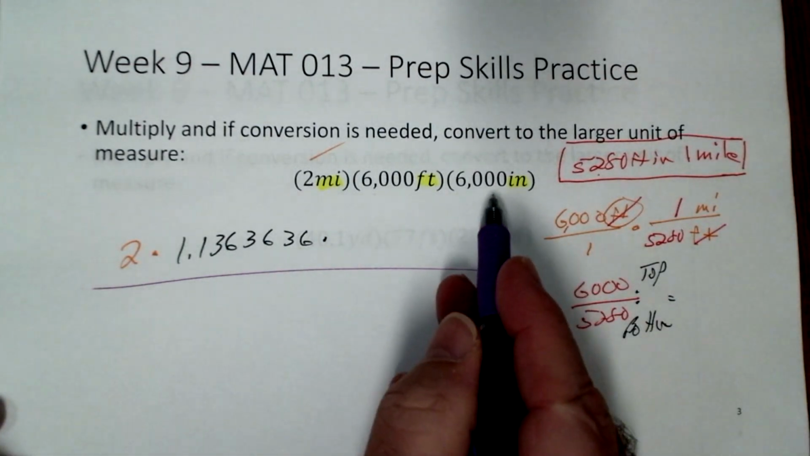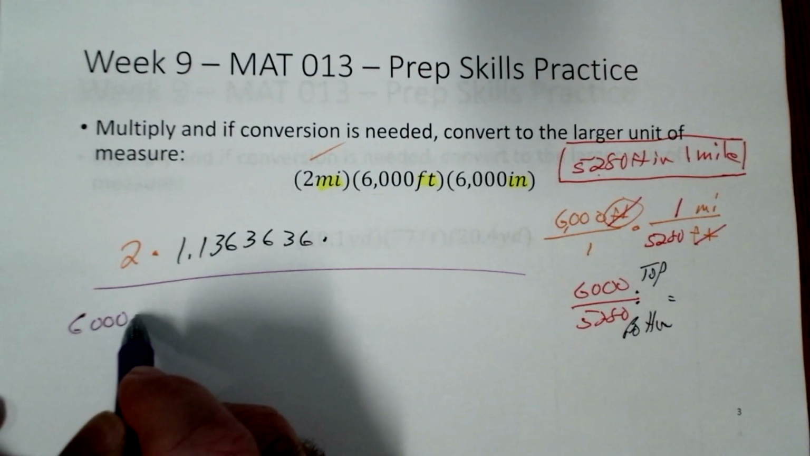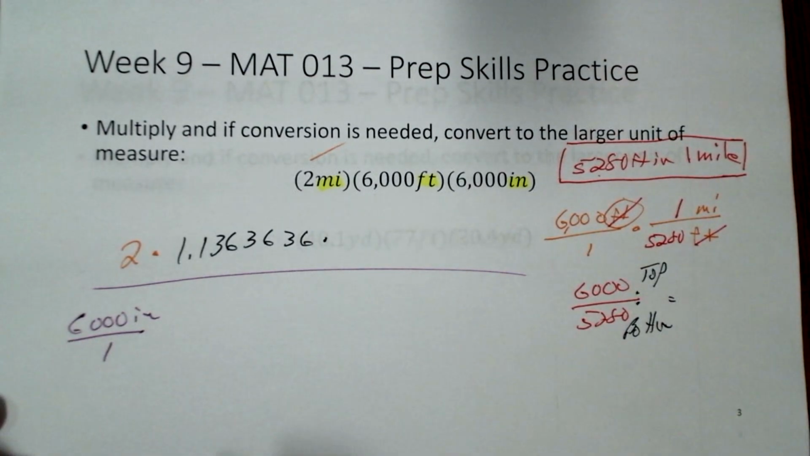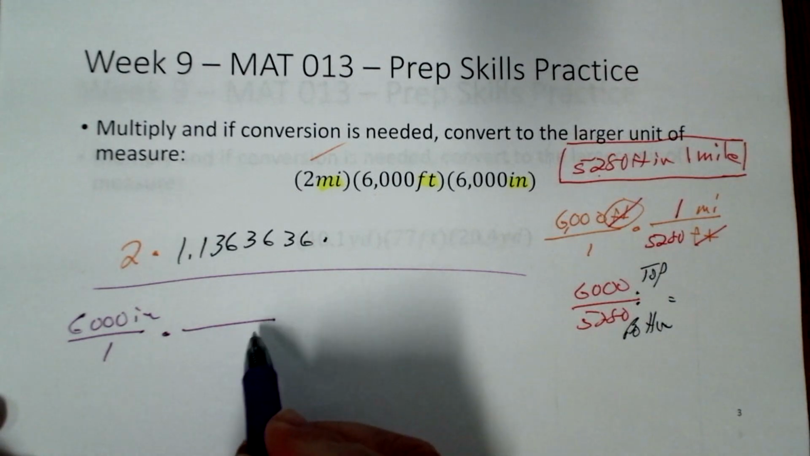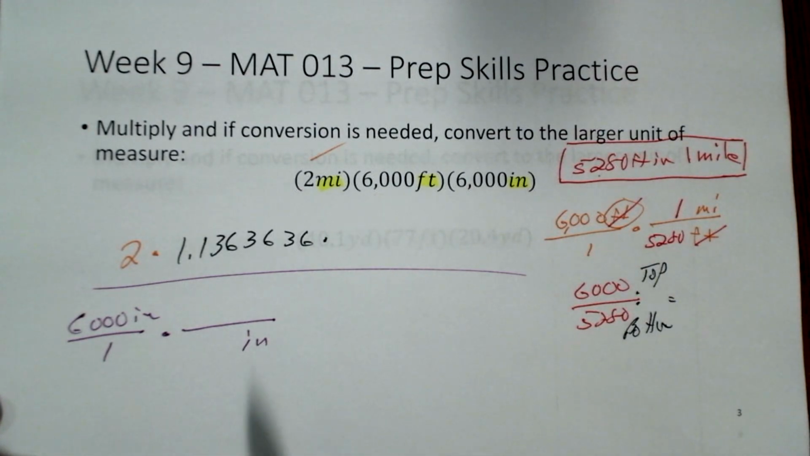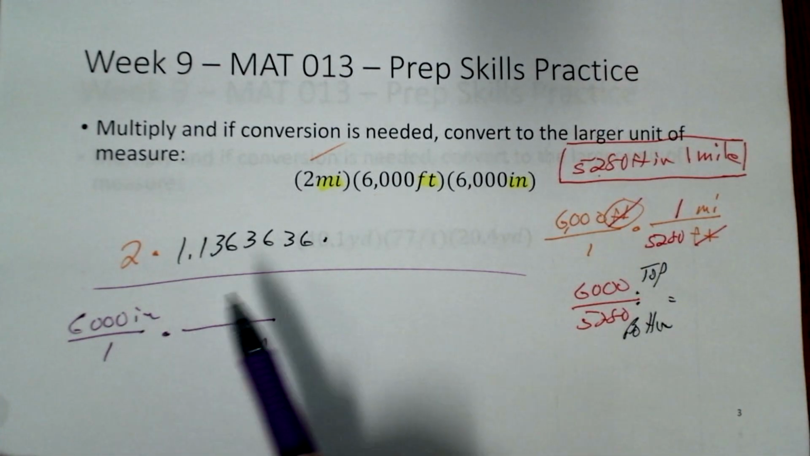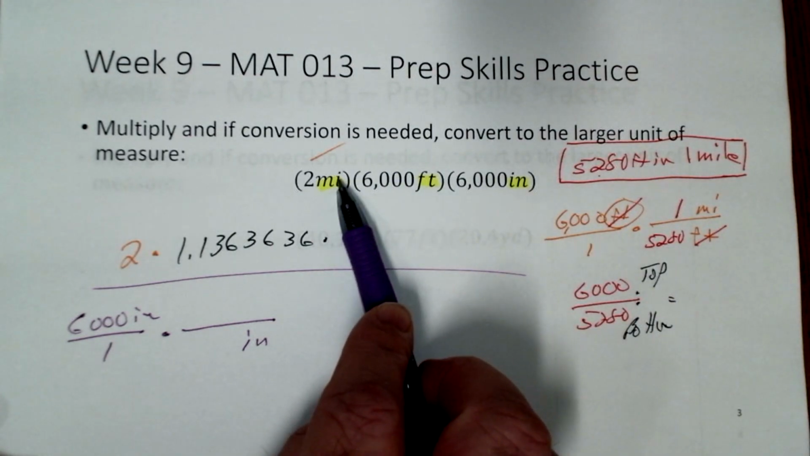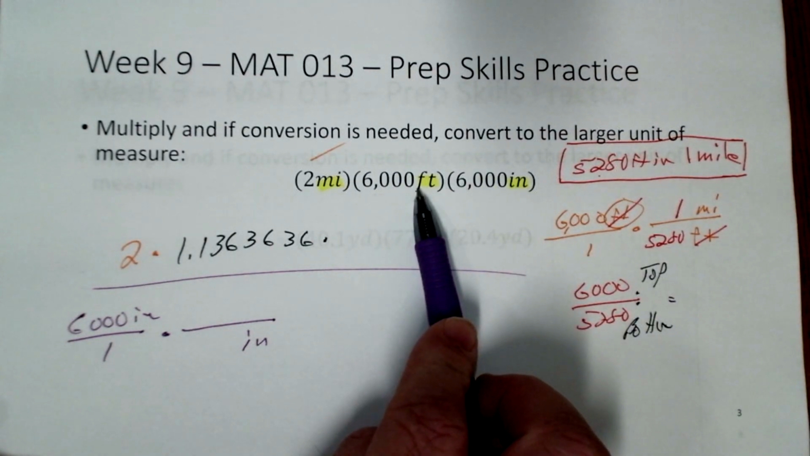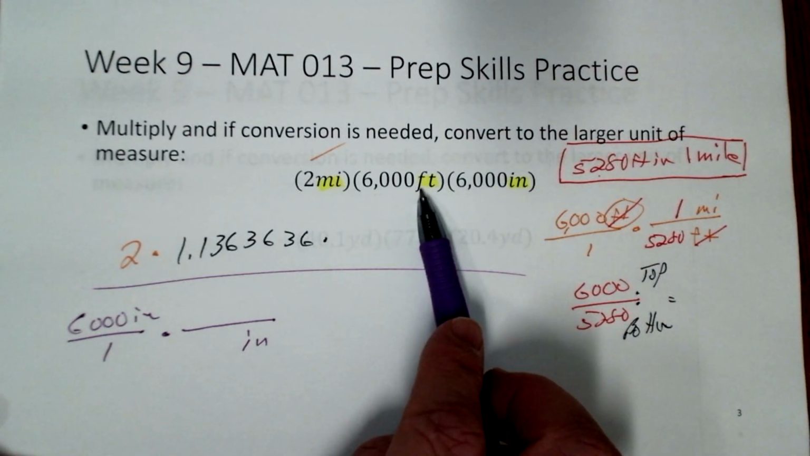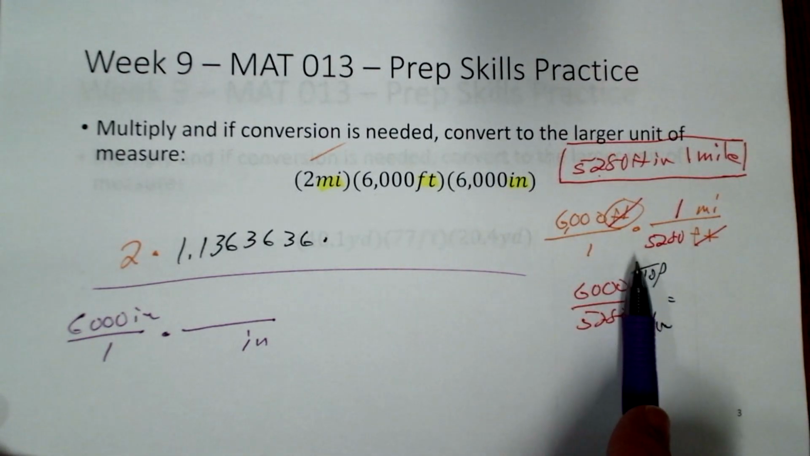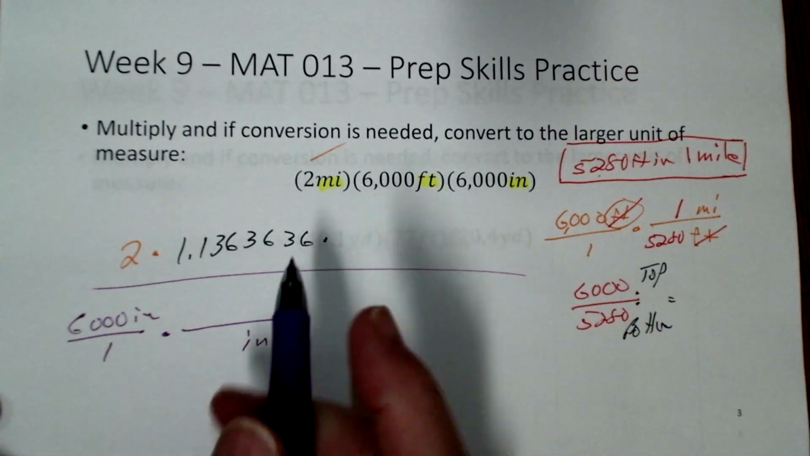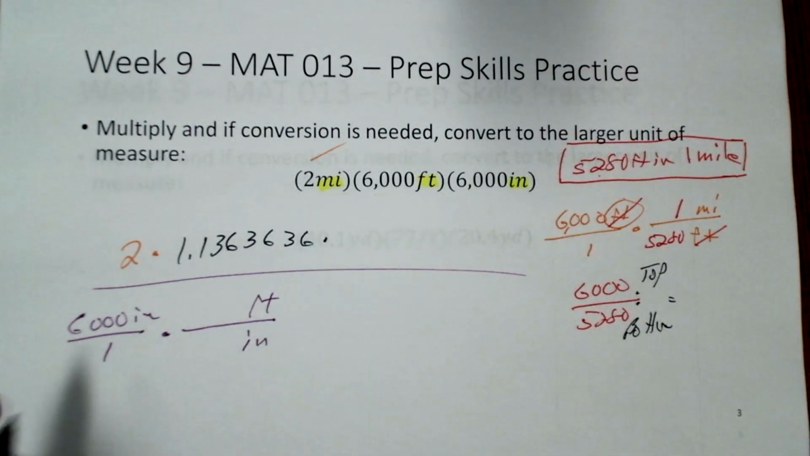So let's do that. We'll take our 6,000 inches. We'll make it a fraction. We're going to multiply it by something. Now here's the deal. We can't, as a rule, go from inches to miles. Well, we can go from inches to feet. So that's what we're going to do first. We're going to make this a two-step process. We're going to go from inches to feet, and once we get it in feet, basically we're going to repeat this process.